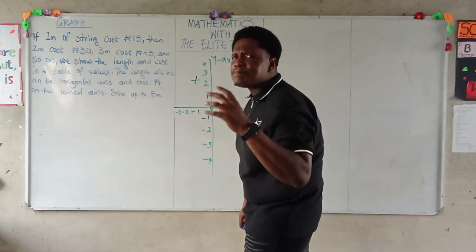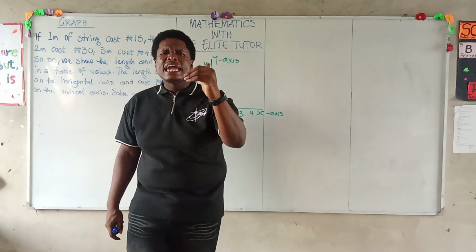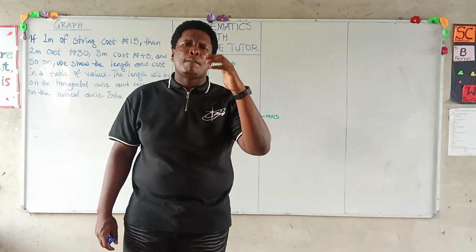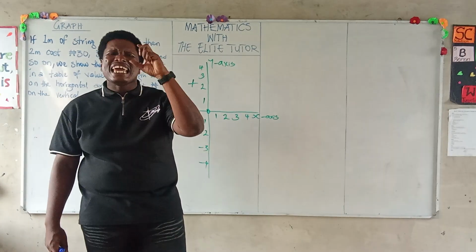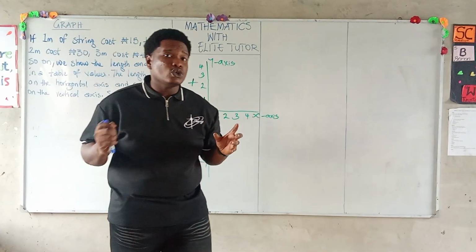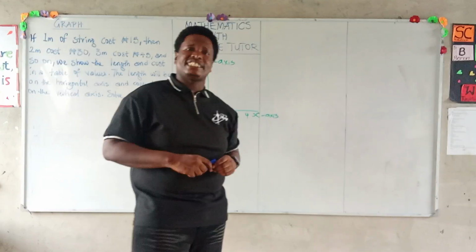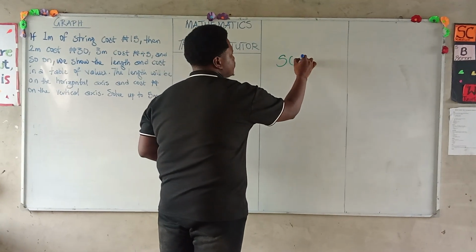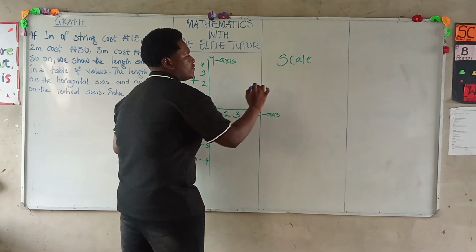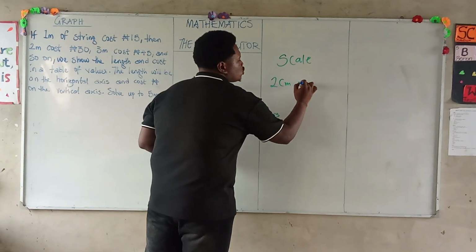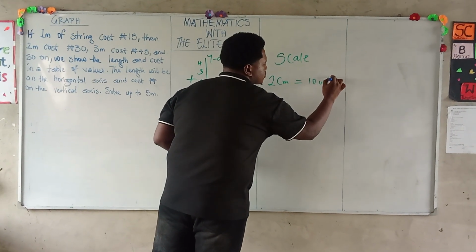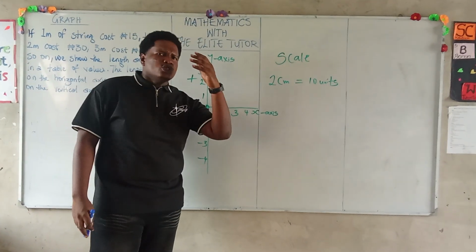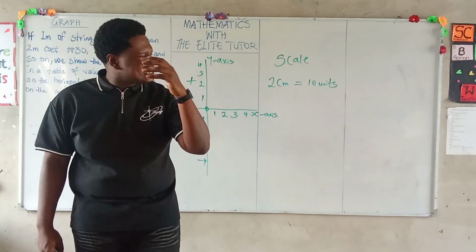Now, it's also important for students to note this while interpreting graph. There are times when you'll be asked to interpret or to plot a graph and you are being given a scale. And most students get confused when they are being given a scale. Let me give you a very good example. Let's say you are given a scale of 2 cm to represent 10 units.